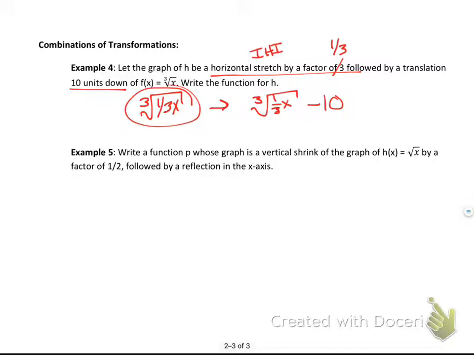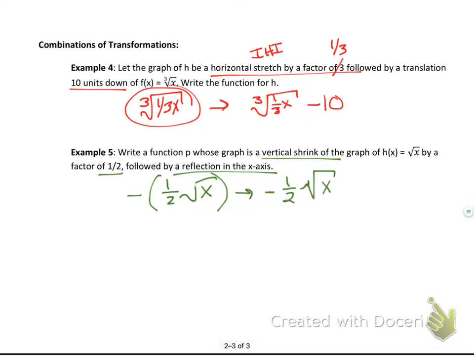All right. Now we have a vertical shrink, and just for the sake of color, I'm going to change it this one time. So we have a vertical shrink by a factor of 1/2. Since it's vertical, it stays the same, so it's just going to be 1/2 times the square root of x, followed by a reflection in the x-axis. And when we have a reflection in the x-axis, it goes on the outside, and it's negative, which becomes negative 1/2 square root x. Please be careful. That is not a division symbol. Have a good day.